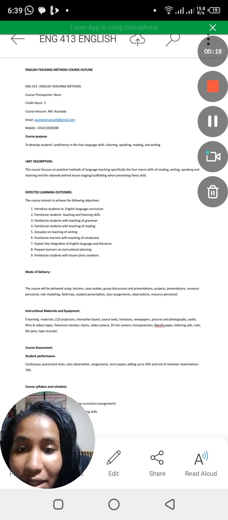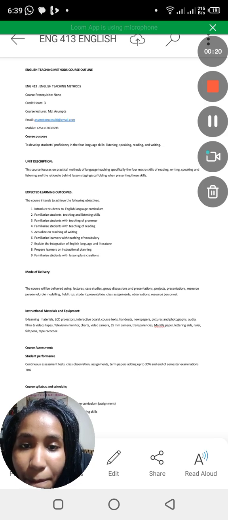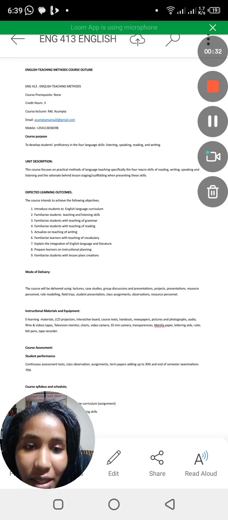The purpose of this course is to develop students with proficiency in the four language skills, that is listening, speaking, reading, and writing. This course will focus on the practical methods of language teaching, specifically the four macro skills of reading, writing, speaking, and listening.